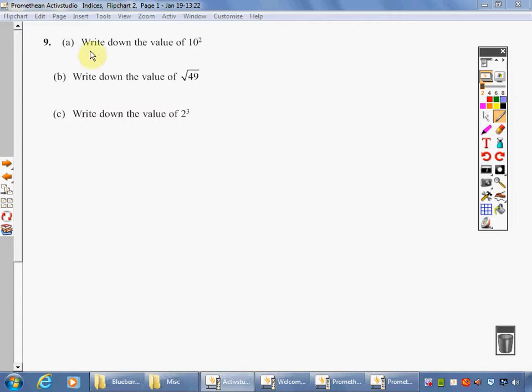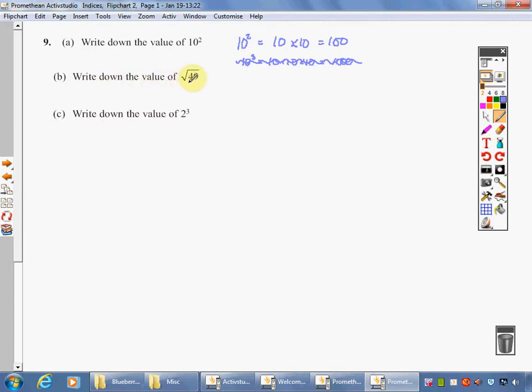First of all, write down the value of 10 squared. Well, 10 squared is equal to 10 times 10, which is 100. Had it been 10 cubed, we would have done 10 times 10 times 10, which is 1000, etc. The number here, the index, is how many times you times this number by itself. That wasn't the question, so I'm just going to get rid of that.